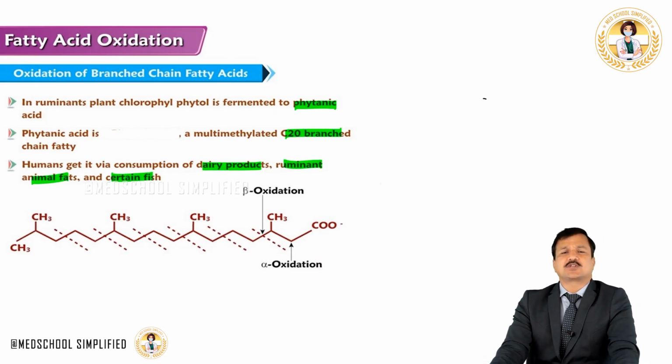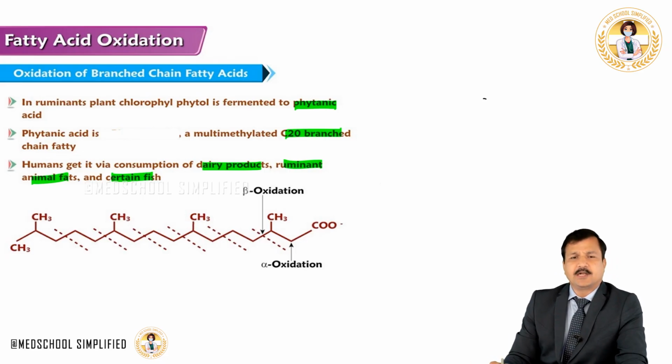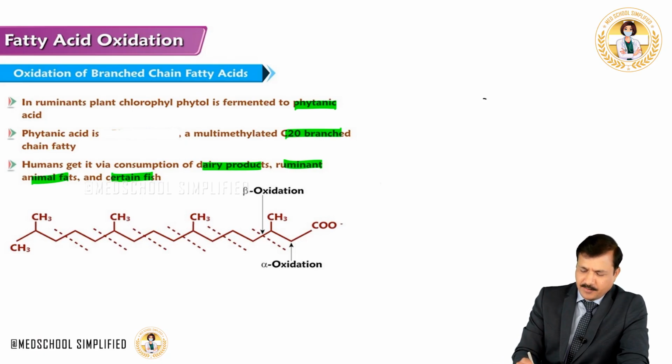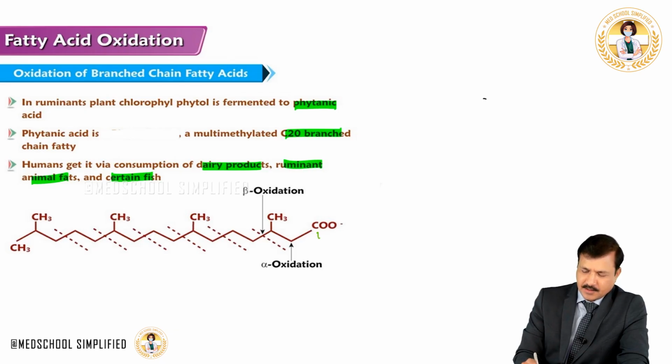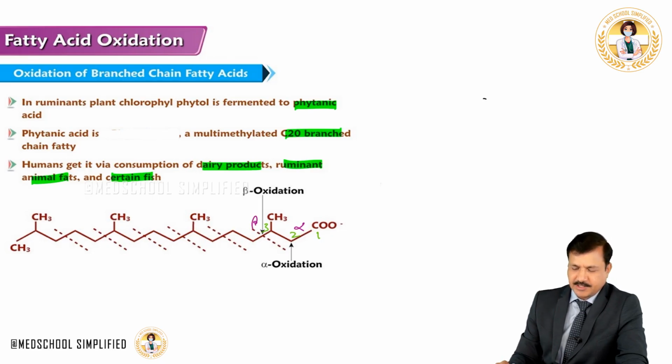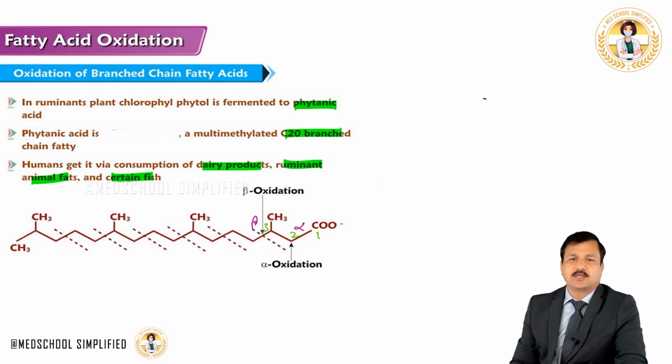You are seeing here the structure of phytanic acid, and it's a multi-methylated fatty acid, so the methyl groups are shown in the structure. When we number the carbons, the carboxyl carbon is number 1 carbon, then number 2 carbon and number 3 carbon. Using alpha and beta numbering, the second carbon is alpha carbon and the third carbon is beta carbon. Since a methyl group is present on the beta carbon, beta oxidation does not go on here, because there is a hindrance by the methyl group.